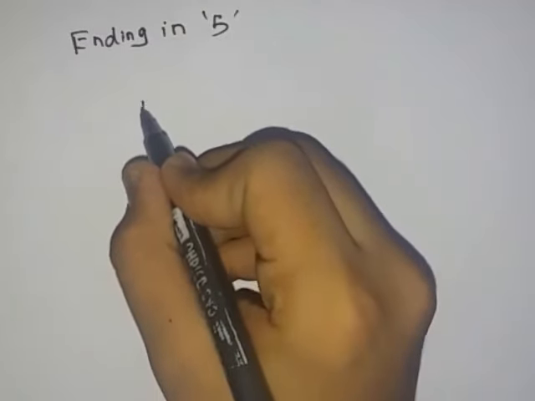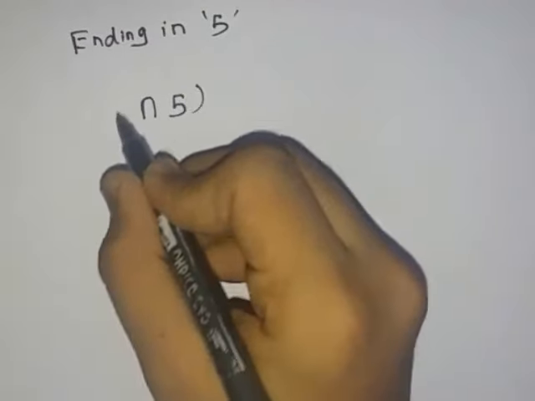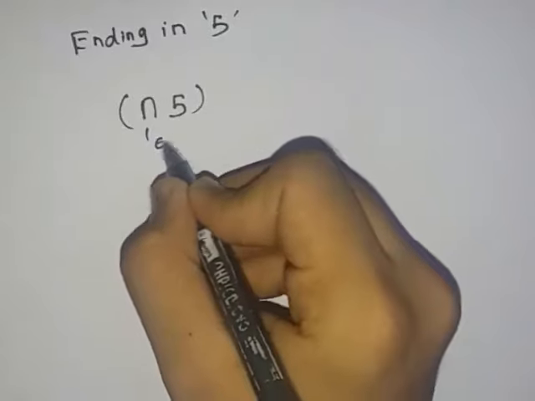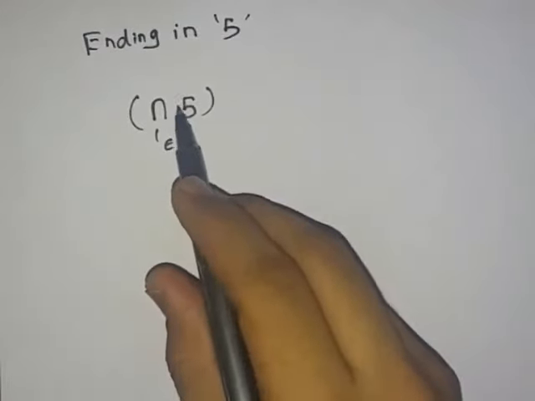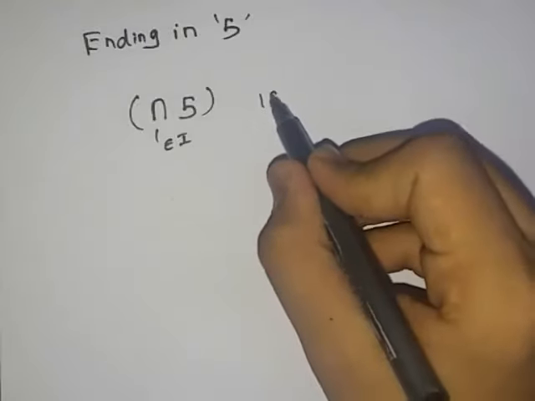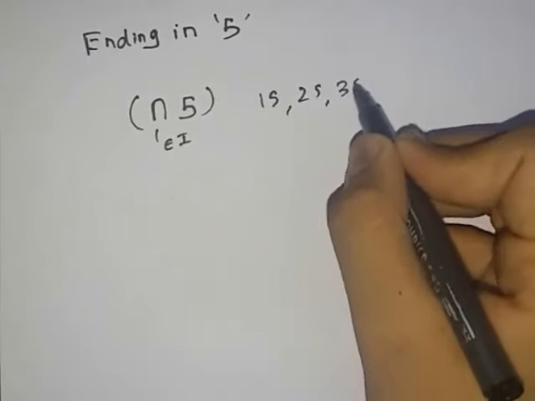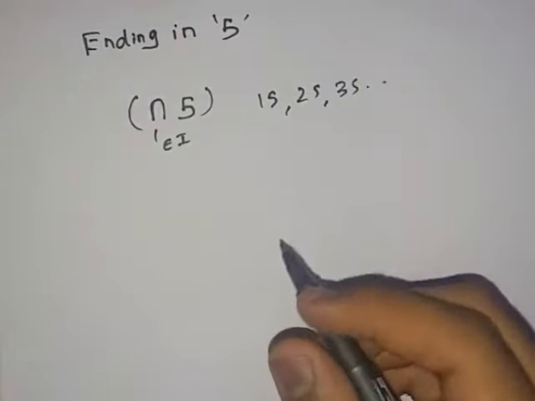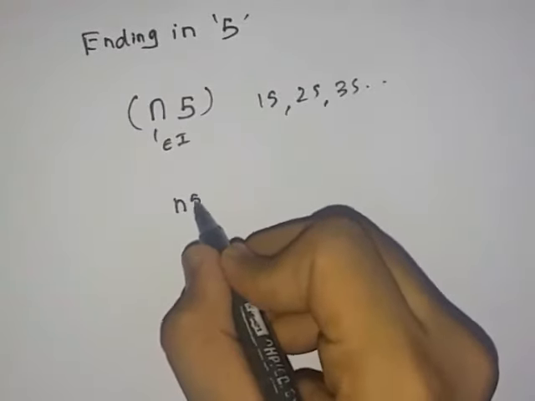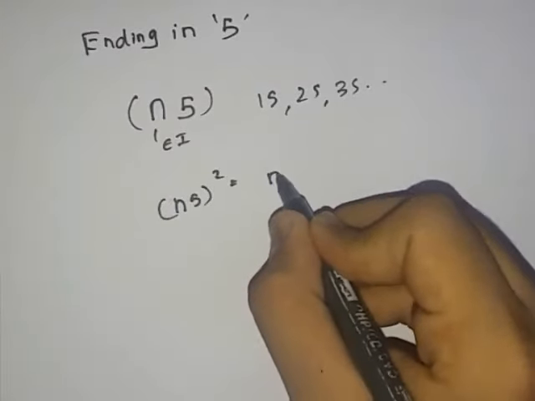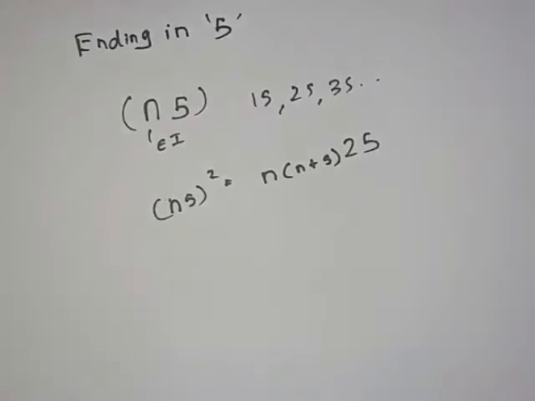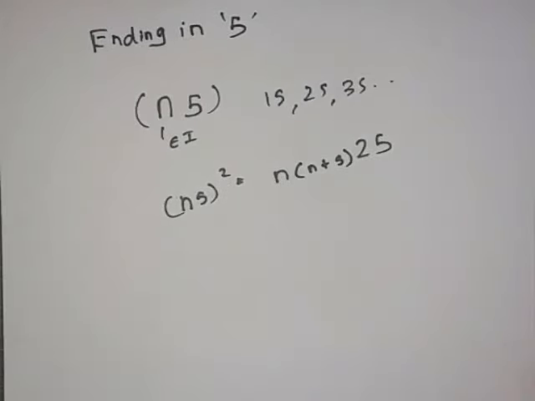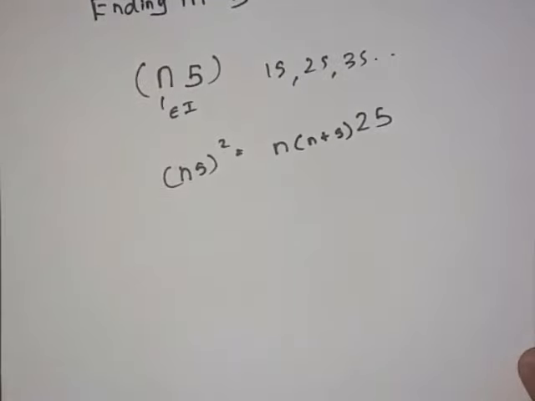Ending in 5. So if we have any number n5, n being any integer, it's not n into 5, it's n5, like 15, 25, 35, and so on and so forth. So n5 is the number, then n5 square equals n into n plus 1, then 25. That is the formula that I made. I hope it's made by others too, but it's the formula.